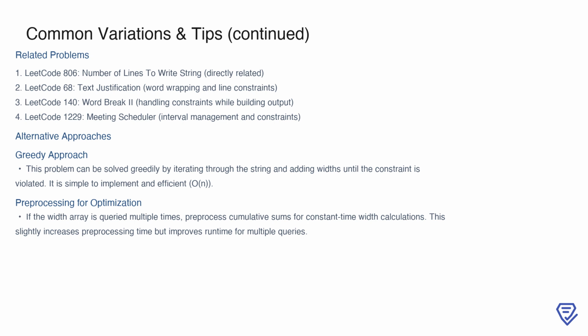As for alternative approaches, a greedy strategy works well here. By iterating through the string and adding character widths until the limit is exceeded, you can handle the problem efficiently in O(n) time. This approach is simple and effective. Alternatively, if the width array is used repeatedly for multiple queries, pre-processing cumulative sums can optimize width calculations. While this pre-processing step increases the initial runtime slightly, it allows for constant-time width lookups in subsequent operations, which can be useful in specific scenarios.